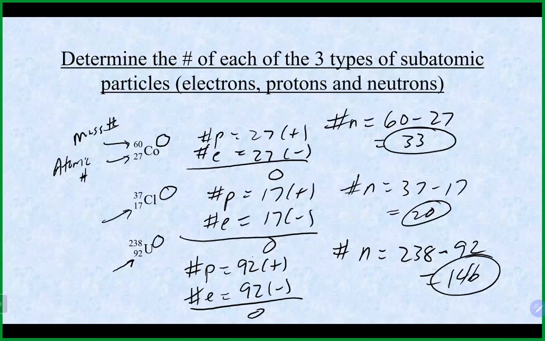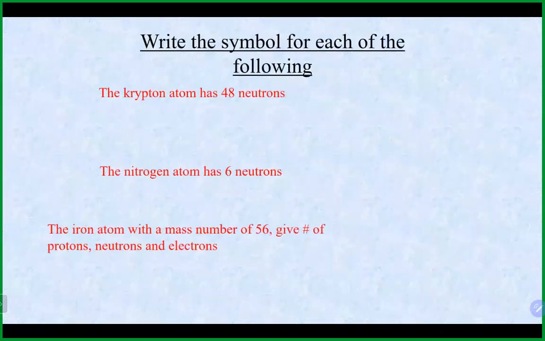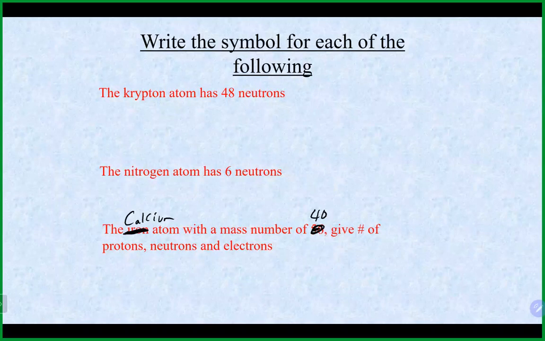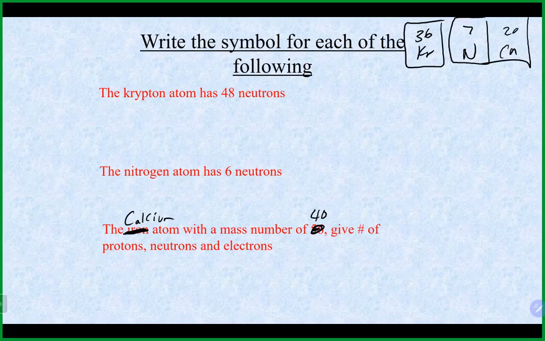All right, let's try a few more here. Let's actually write the symbol. So we want to write the symbol with the mass number and the atomic number associated with them. So for each of these here, and actually we'll change this one since I kind of jumped the gun and did that one. Let's do calcium. And let's say calcium had a mass number of 40. So we'll do that one since we kind of did that one earlier. All right, so for each of these, write the appropriate symbol with the mass number and the atomic number that you got going on. Okay, let's take a look.